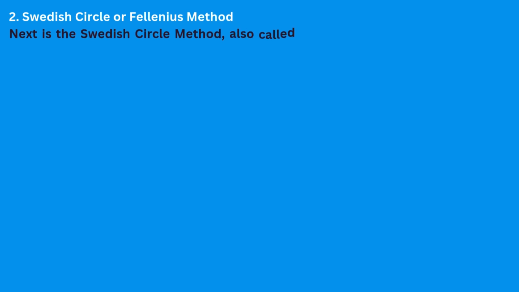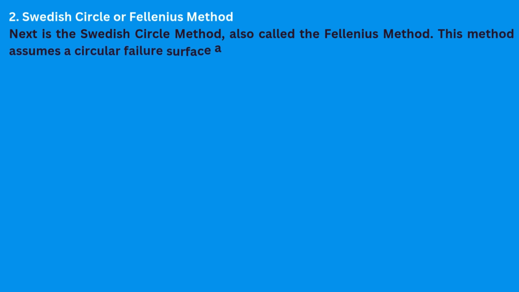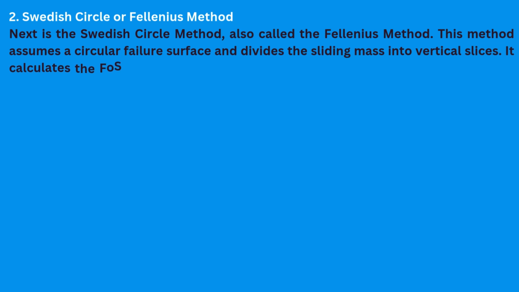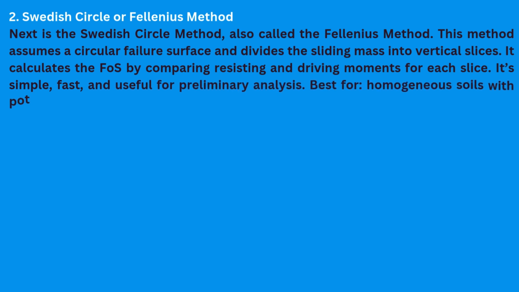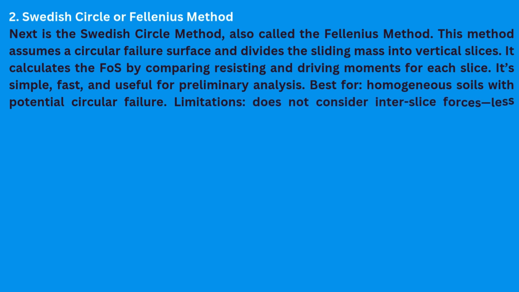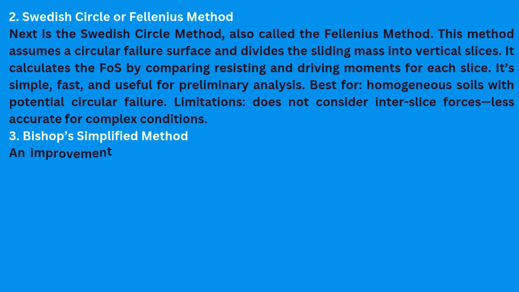2. Swedish circle or Fellenius method. Next is the Swedish circle method, also called the Fellenius method. This method assumes a circular failure surface and divides the sliding mass into vertical slices. It calculates the FOS by comparing resisting and driving moments for each slice. It's simple, fast, and useful for preliminary analysis. Best for homogeneous soils with potential circular failure. Limitations: does not consider interslice forces. Less accurate for complex conditions.